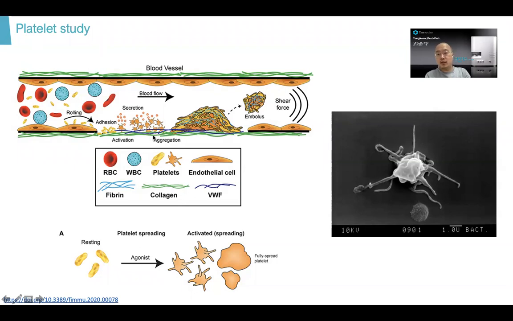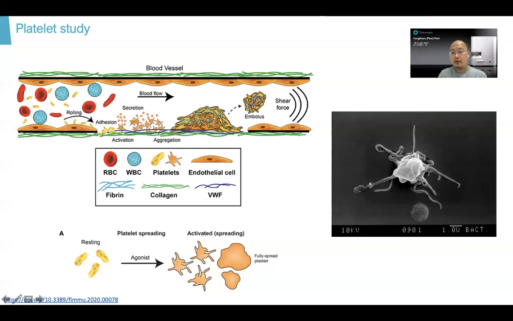But once they are activated by several mechanical, chemical or molecular cues, they undergo significant morphological alteration such that it generates pseudopods, and then finally forms a fully spread platelet, so that by forming the coagulated forms with other cells and other biomolecules, they can generate the coagulation structures. And finally, forming the embolus in the blood vessels.